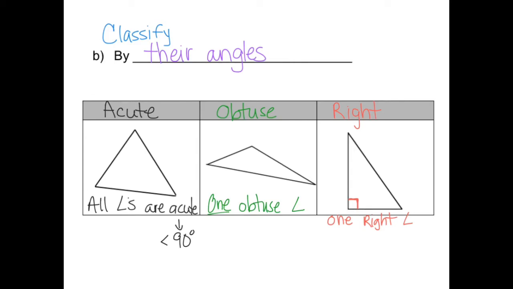So this should make sense. When we're classifying triangles by their angles, there are only three types of angles. There's an acute angle, obtuse angle, and a right angle. And I guess there are straight angles also, but you can't have a straight angle and create a triangle. So these are the three that we can use to classify triangles.